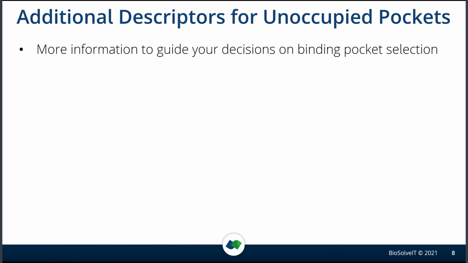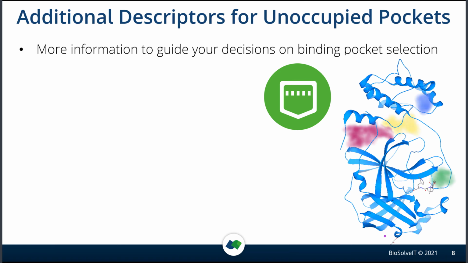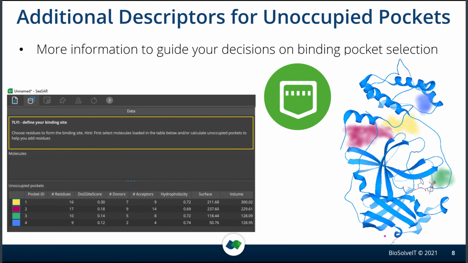The next additional innovation in SeeSAR 11 has to essentially do with an improvement to the binding site mode of SeeSAR. So here we've added more information to guide your decisions on binding pocket selection, especially if you start with a case where the protein of interest has no known binding sites. So we use the binding site mode and the show unoccupied pockets button in the binding site mode to then use the DoGSiteScorer algorithm to show a list of predicted binding pockets.